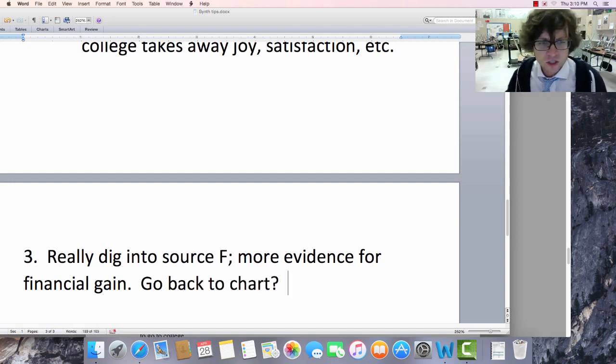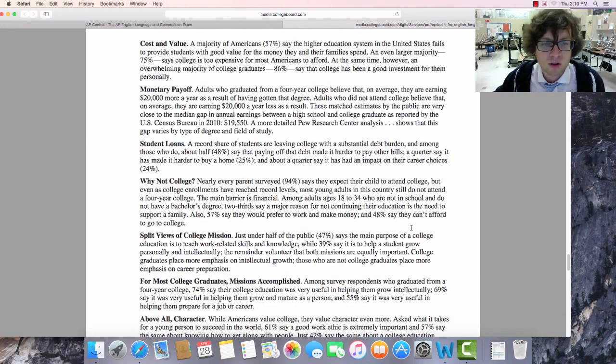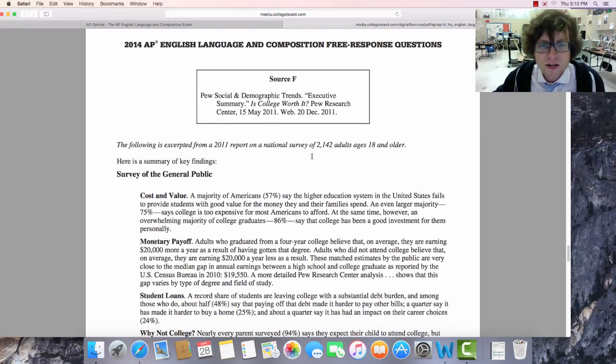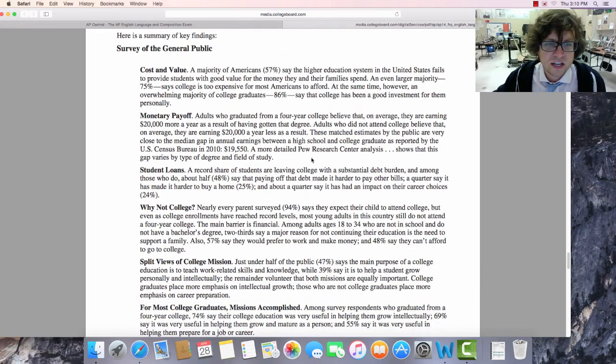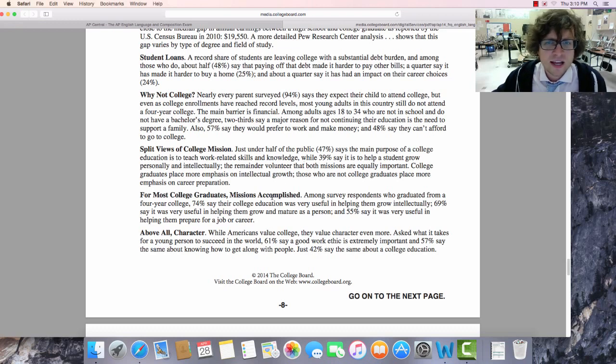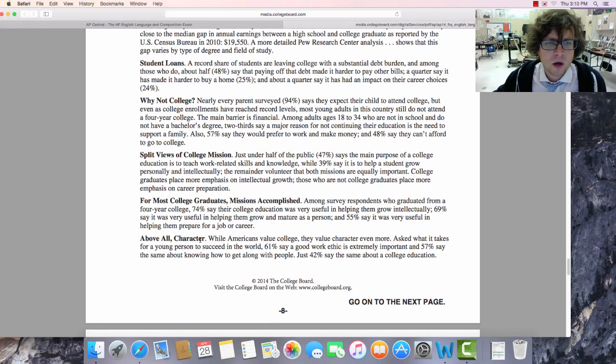And this would take some understanding of wage growth and all that kind of stuff. You need to read the chart a little more carefully. But you could talk about source F as responding to the trends that they saw in source C. So, for example, down here it says, while Americans value college, they value character even more.